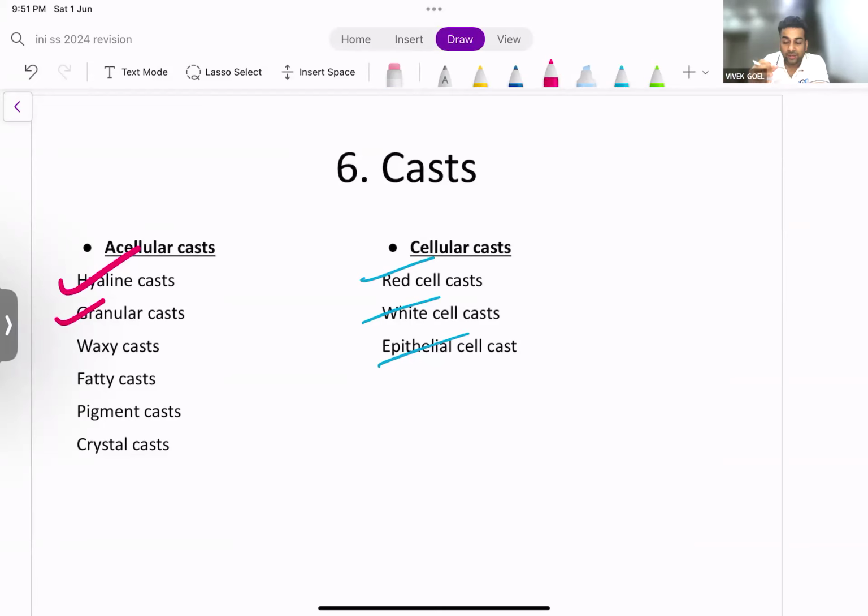Then the granular cast or the waxy brown cast. It is seen in acute tubular necrosis. This is the muddy brown cast. Then you have the waxy cast and the fatty cast, which is seen in nephrotic syndrome, pigment casts, and a lot of crystal casts.